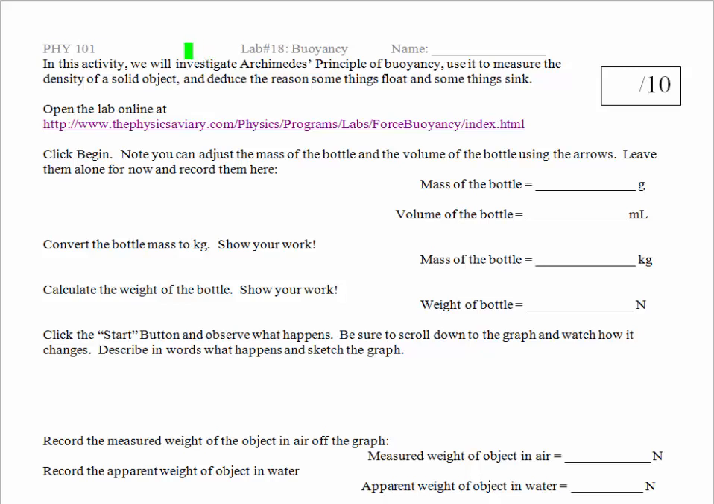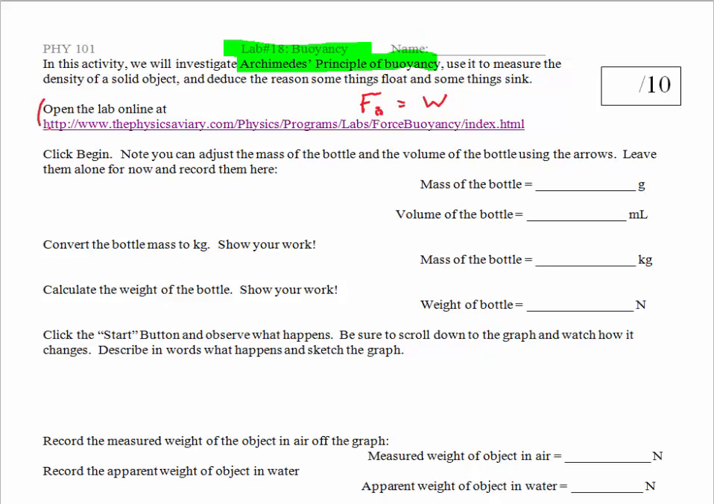Okay, this is the introduction for lab number 18 on buoyancy, and we know Archimedes' principle of buoyancy says that when you take an object and dunk it under some water, it's going to experience a buoyant force upwards, and that buoyant force is going to be equal to the weight of the water that is displaced. So we can say that the buoyant force is equal to the weight of the fluid that is being displaced.